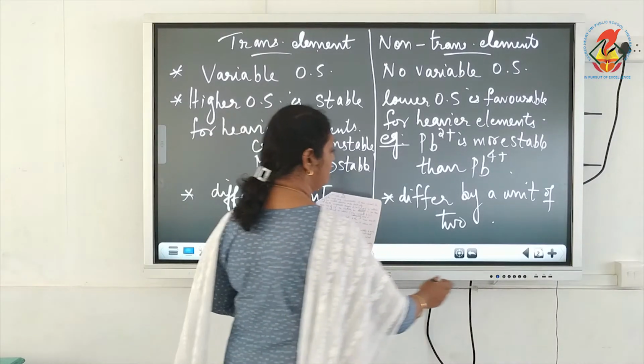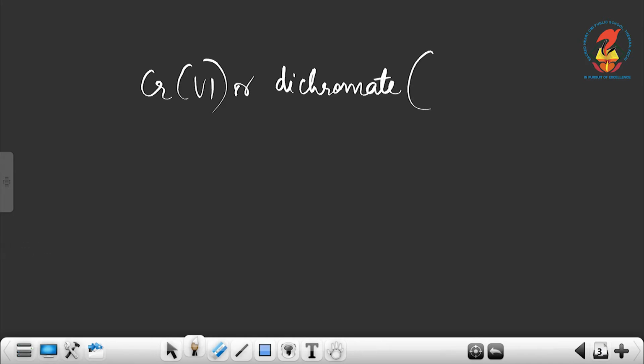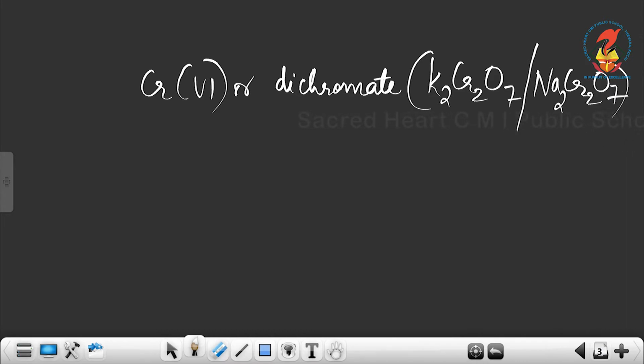The question is: Cr6 or dichromate. Dichromate means, an example for dichromate is K2Cr2O7. This is potassium dichromate. Or we have another example, Na2Cr2O7. This is sodium dichromate. Now in dichromate ion, chromium has +6 oxidation state.